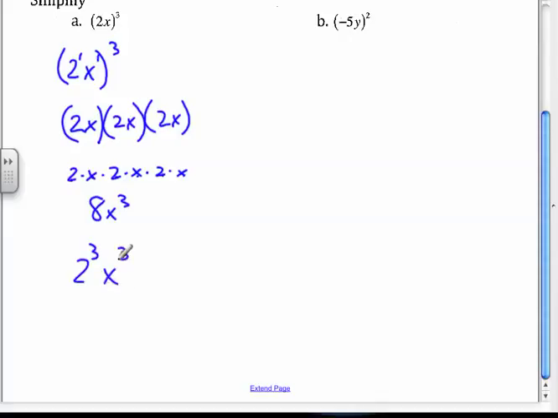There's a lot less writing. I just cube the number and cube the variable. So 2 cubed is 8. And I can't simplify x cubed. I just have to leave it as x cubed because I don't know what its value is.